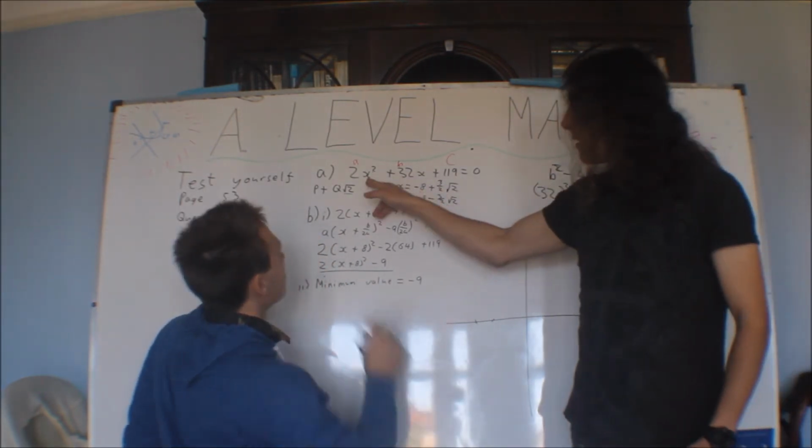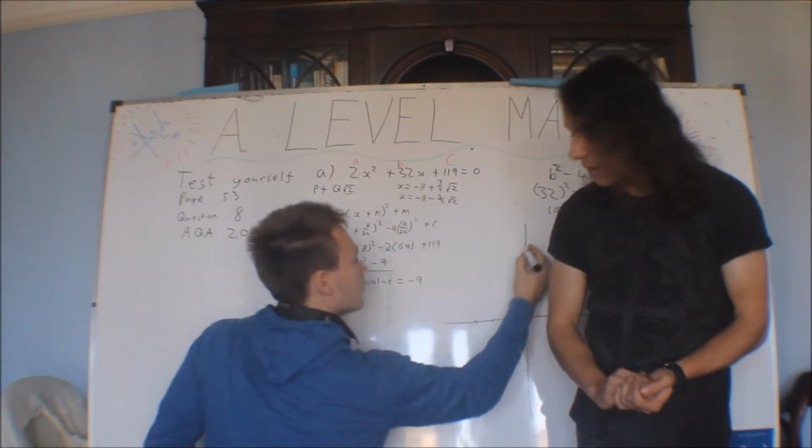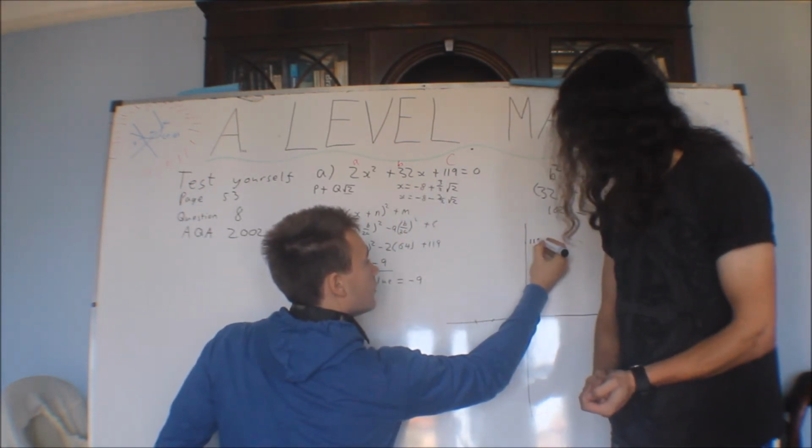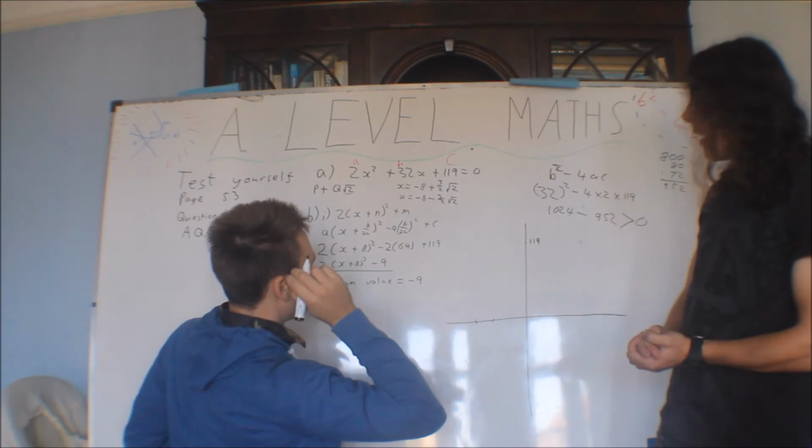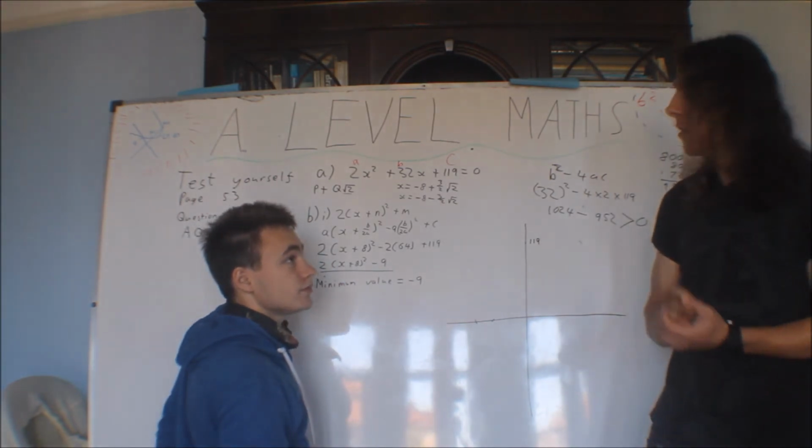Yet, but we can, because when this equals 0, it will just equal 119. So it's very, very high. It's quite a steep one. And you also have the minimum point, which is in coordinate form.